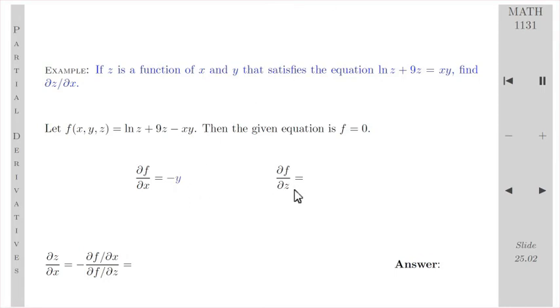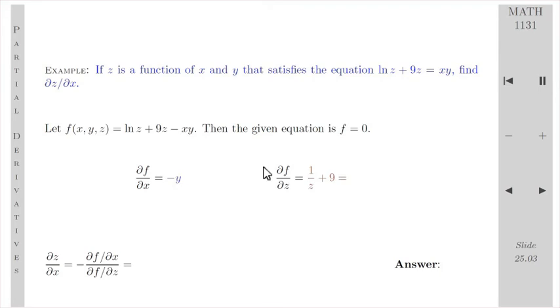When I do df over dz, well, in the first term I have only z, so I get the derivative with respect to z, which is 1 over z. In the second term I have plus 9z, the derivative with respect to z is 9. In the last term, minus xy, I have only x and y, and I pretend they are constants when I'm doing this partial derivative. So the last term is like a constant term, its derivative is 0.